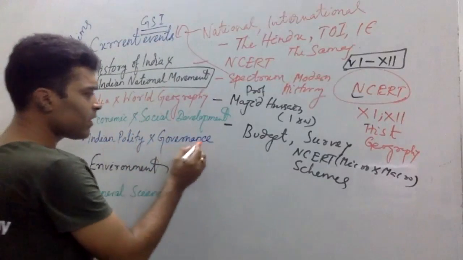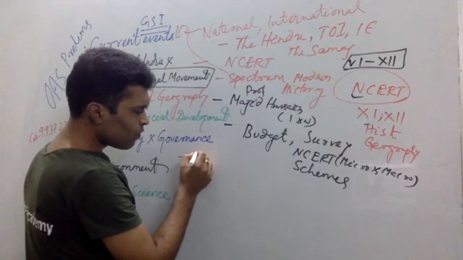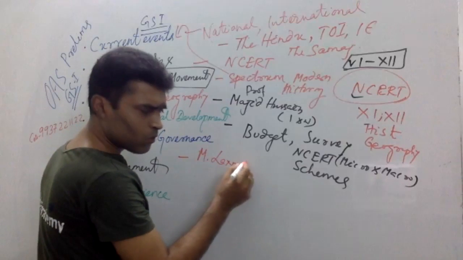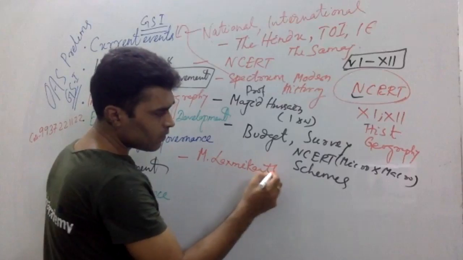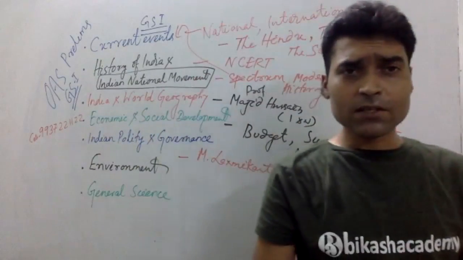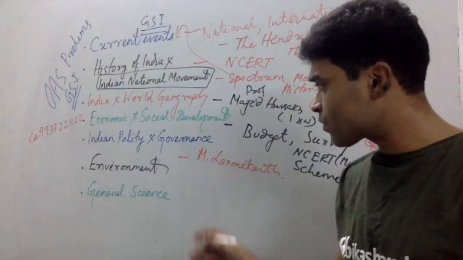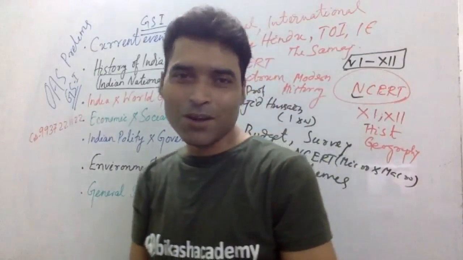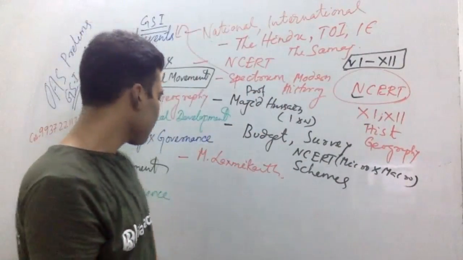After that, Indian polity and governance, you should focus on M. Lakshmikant's book. Only one book. Don't purchase DD Basu right now, because in the Odisha Administrative Service preliminary part, they mainly focus on this book, M. Lakshmikant's book, a very beautiful book, right?